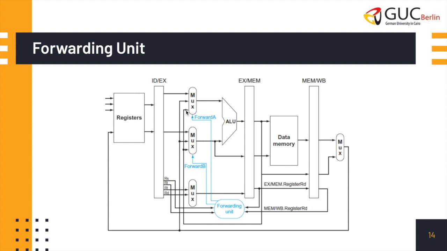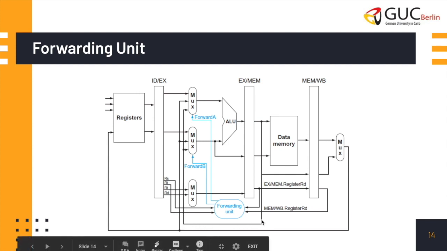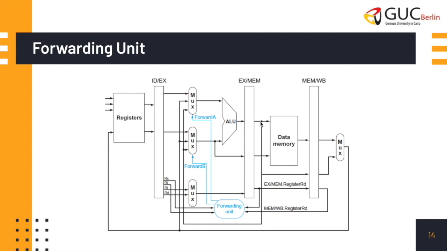Finally, the third input that the multiplexer will select from is coming from where? If we trace the line, we will find out that it is coming from the EX/mem pipeline register, which is the ALU result of the previously executed instruction. So in the previous instruction, I had an ALU operation, and thus its result is stored in the EX/mem pipeline register. So I can retrieve this value from this pipeline register.